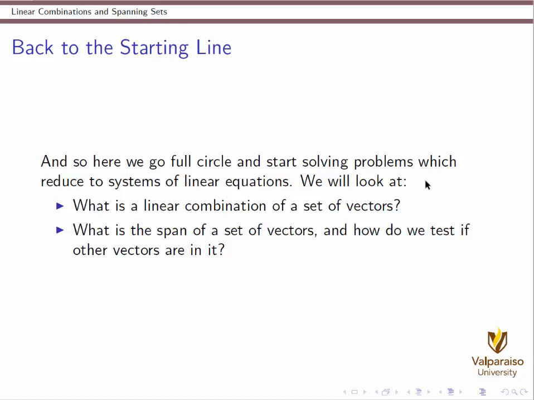So we are going to go back full circle to where we started a while ago. We are going to end up solving systems of linear equations, and those solutions will unlock a whole bunch of neat stuff. To start with, we're going to look at what we mean when we talk about a linear combination of a set of vectors. And linear combination sounds pretty fancy, but it's actually a very simple idea. And similarly, we will think about what is the span of a set of vectors. That's another simple idea. And given that we understand what a span is, how do we test if something is in it?